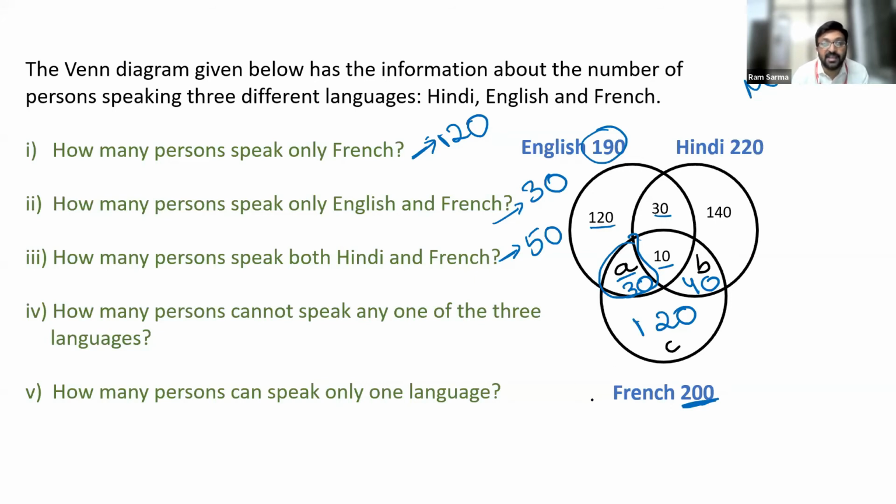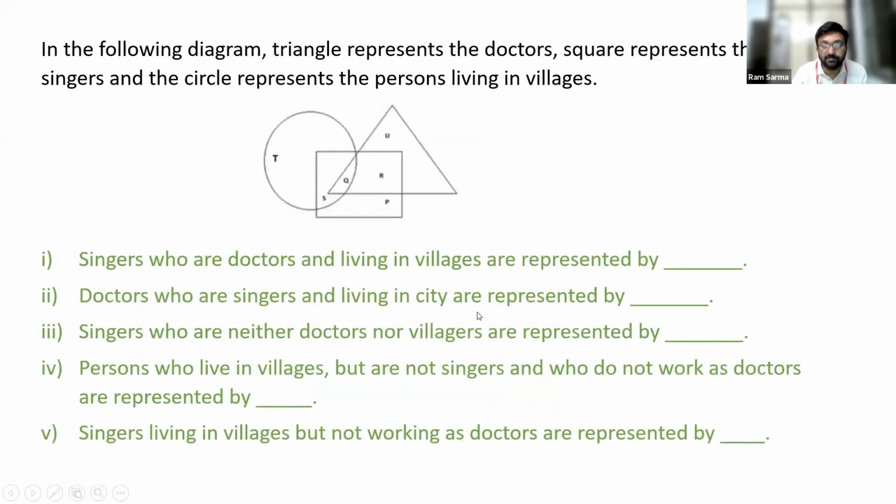Now, let us look at the fifth one. How many persons can speak only one language? You guys can definitely answer this. Wonderful. That's 120 plus 140 plus 120 again. 120 is only English. 140 is only Hindi. Again 120, that's only French. The sum of these 3 gives your answer. 240 plus 140, that's 380. Good. Guys, that brings me to the next question.